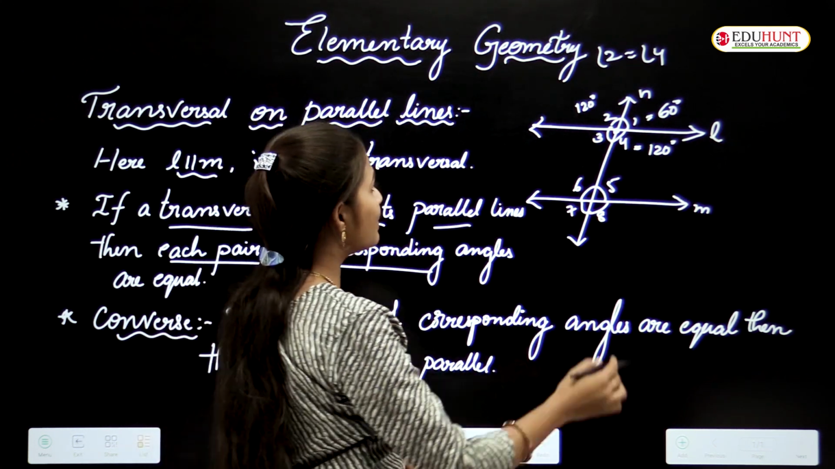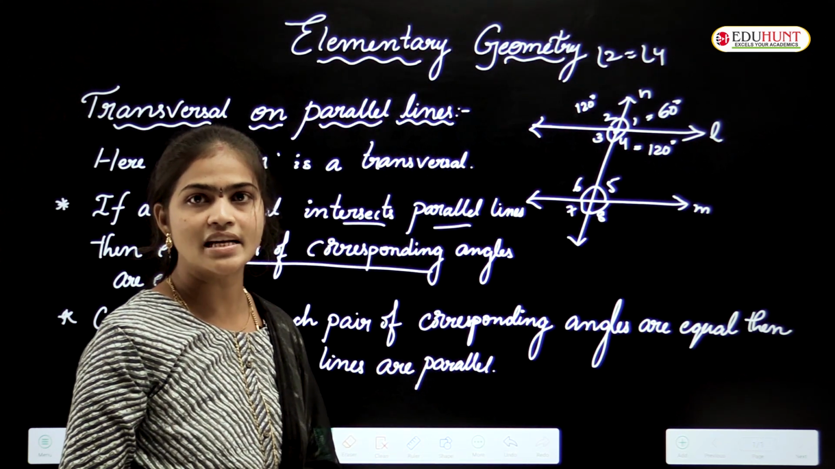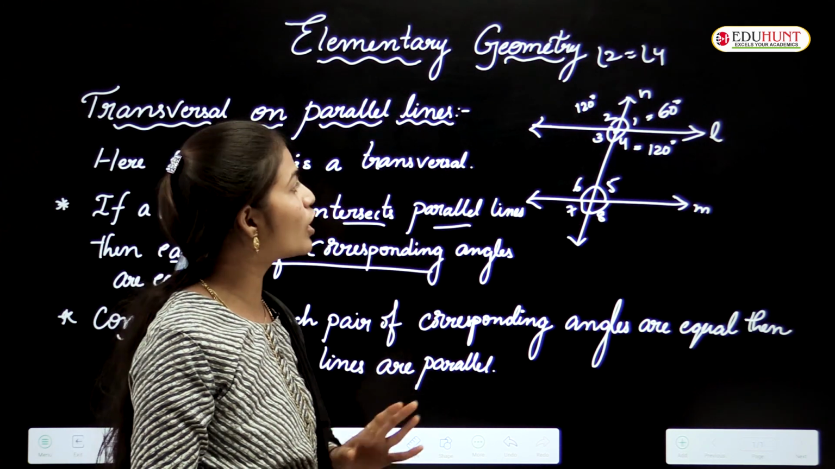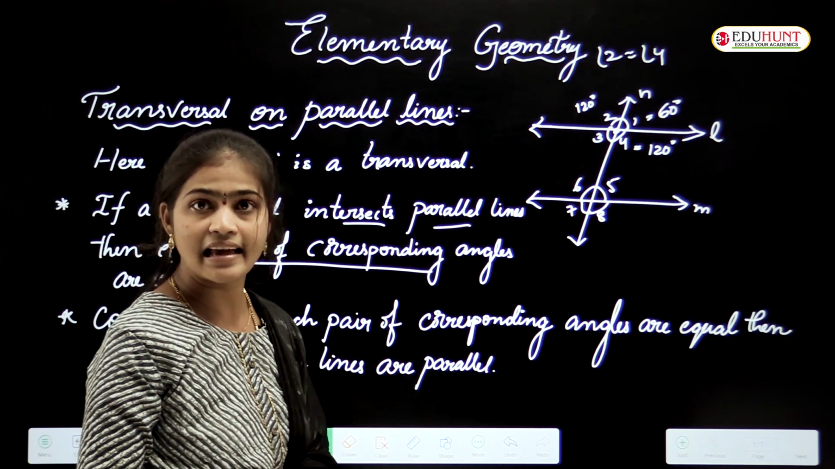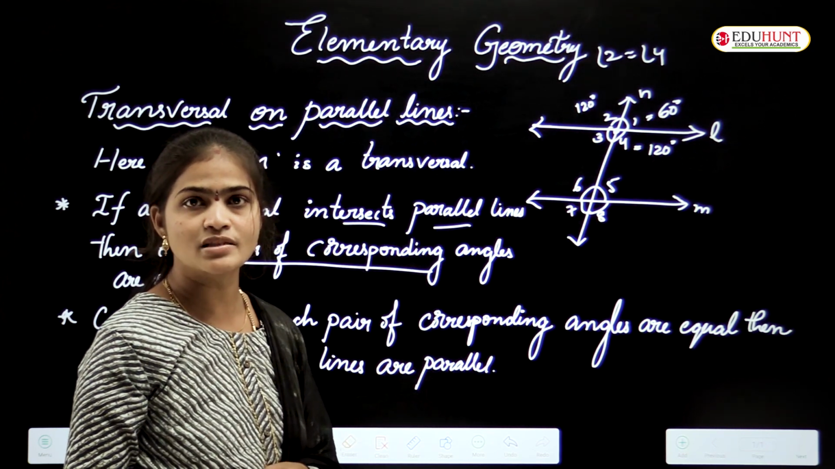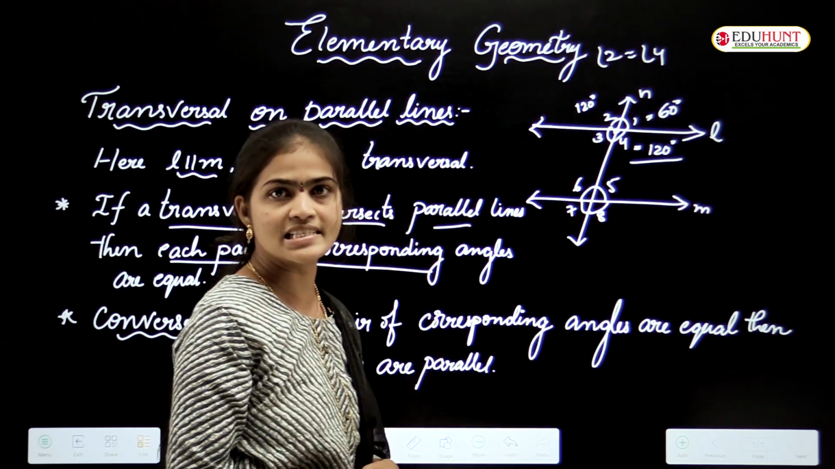In the same way, angle 1 and angle 4 also form a linear pair. Angle 1 and angle 4 are also adjacent angles, formed with the same common arm, that is L. So angle 1 plus angle 4 is equal to 180 degrees. In that case also we get that angle 4 is equal to 120 degrees.